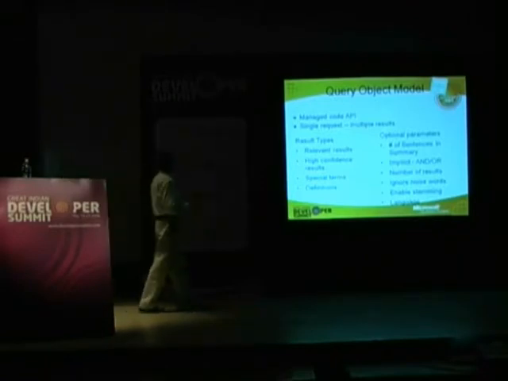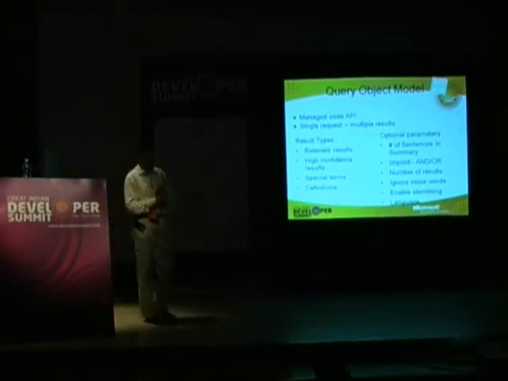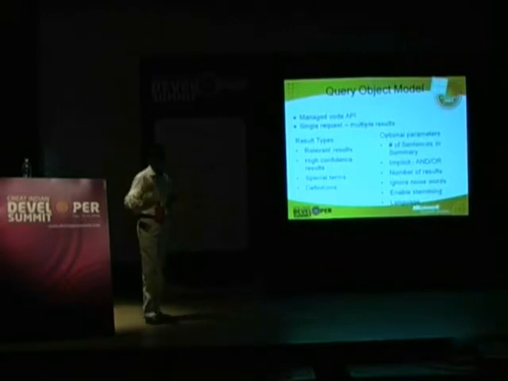Query object model. The various features are a managed code API. It's all .NET Core. You can use it in your .NET or C# applications. If you really want to use it in, let's say, your remote applications which are Java based or some other language based, you can actually go ahead and use the web services as well.